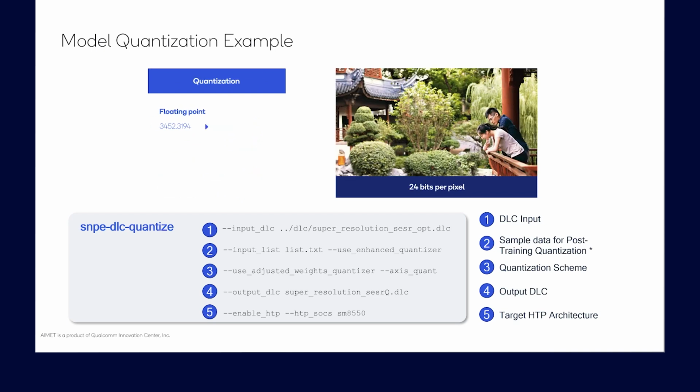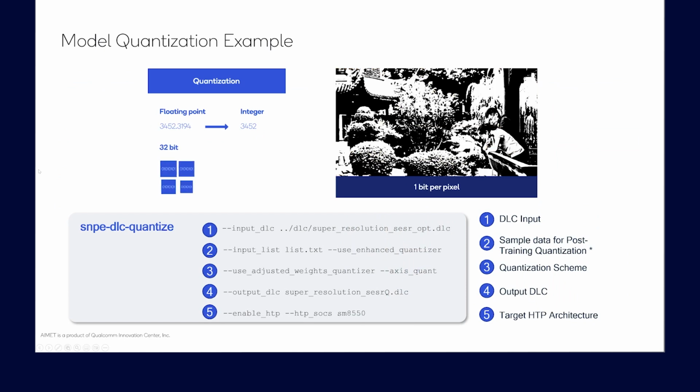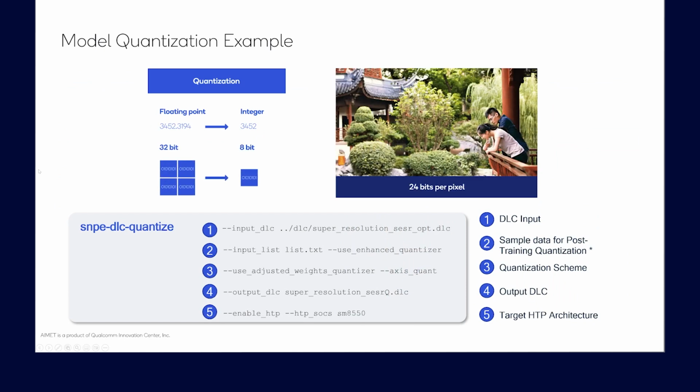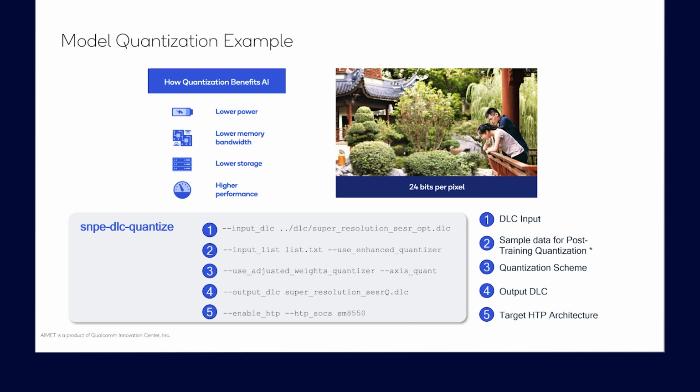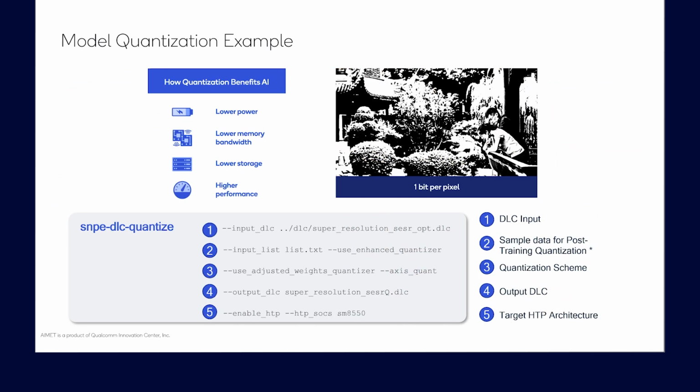There are many benefits to quantization. It helps reduce the power, it lowers the memory bandwidth, it lowers the storage requirement, and it improves the performance. These are all important qualities of developing AI applications.